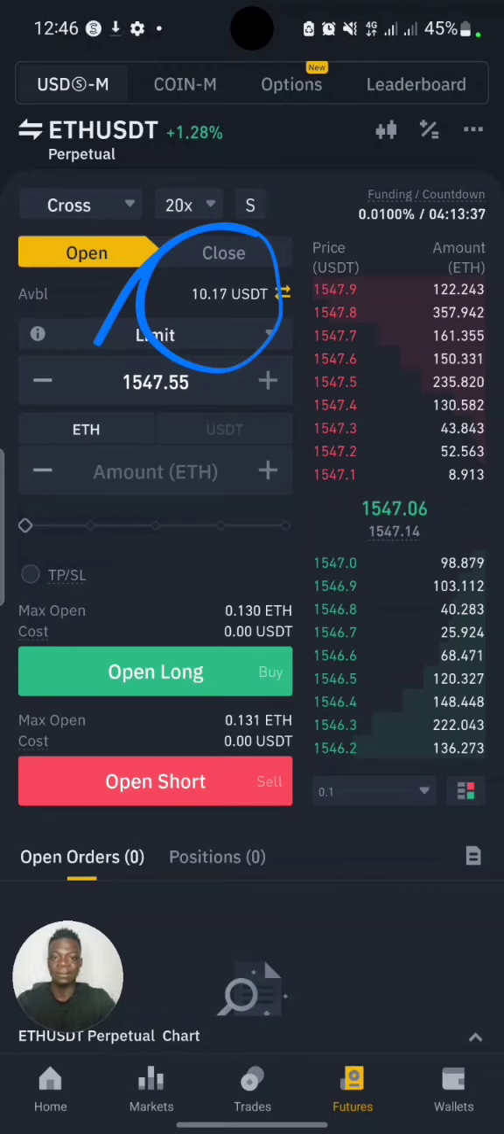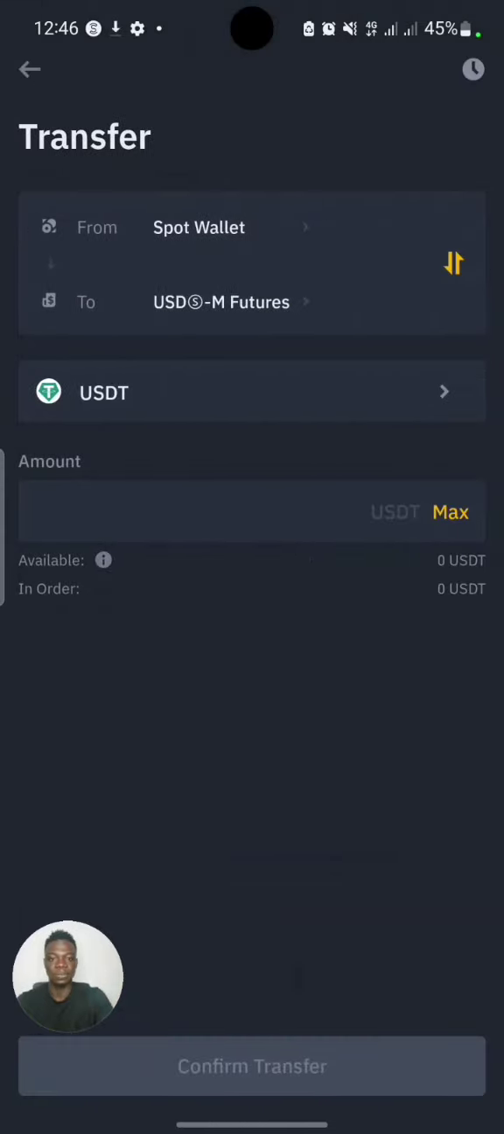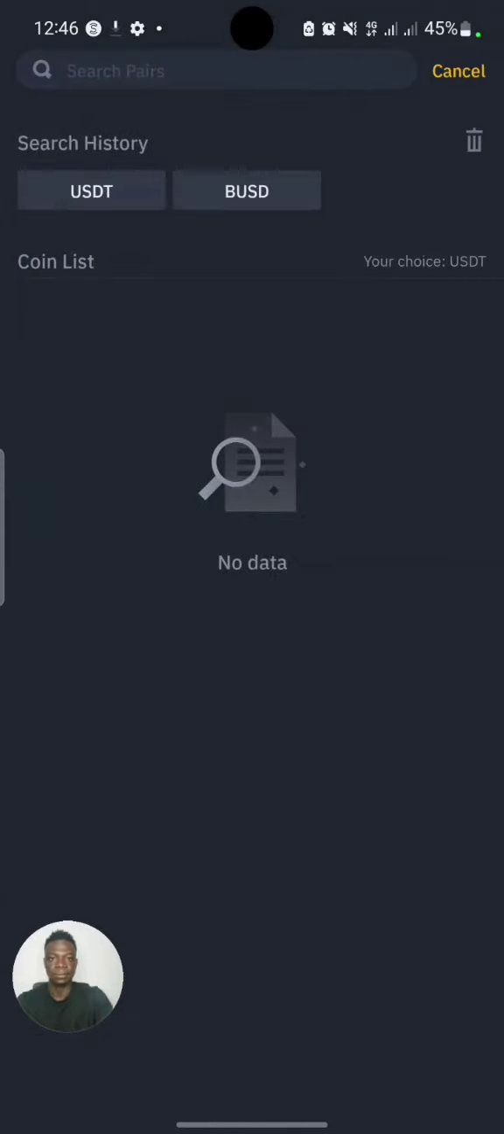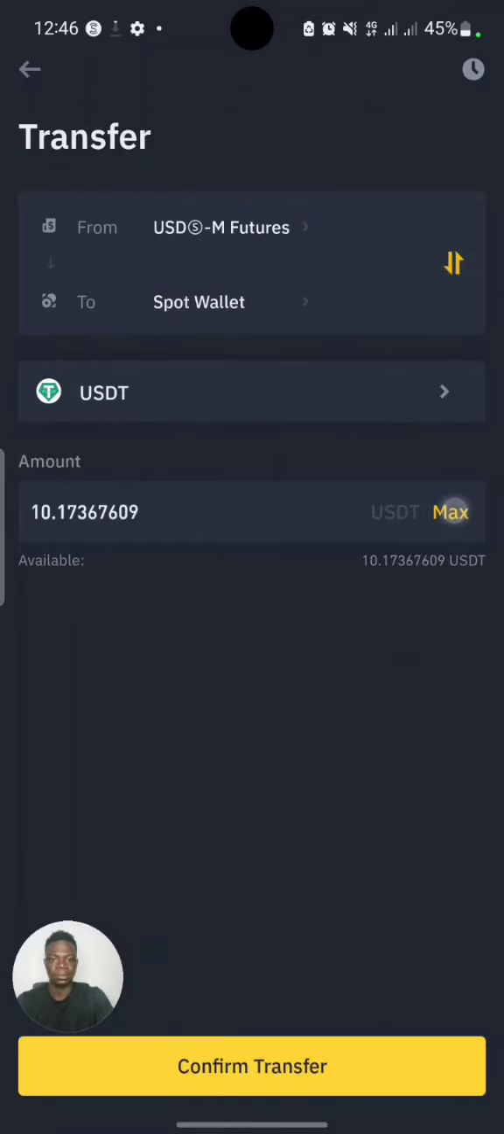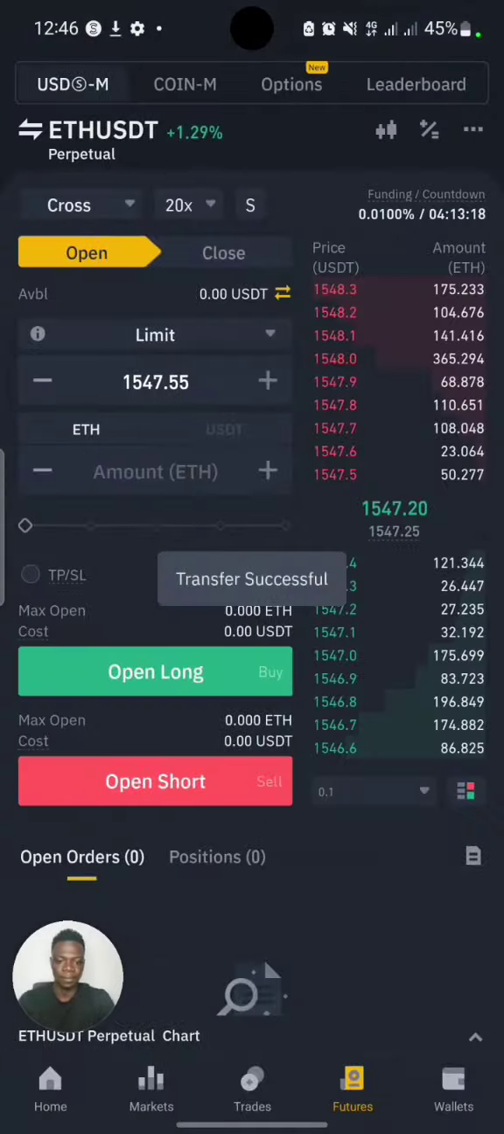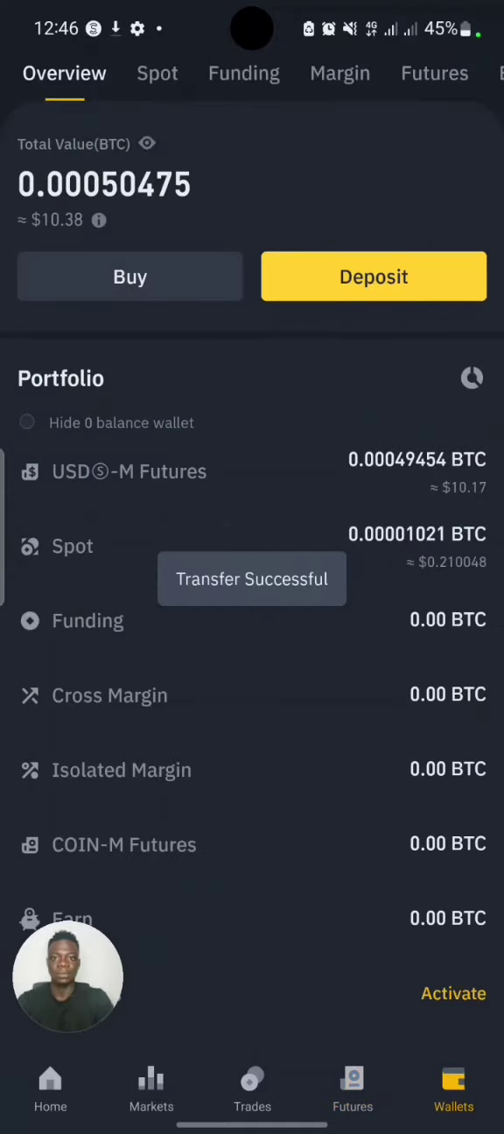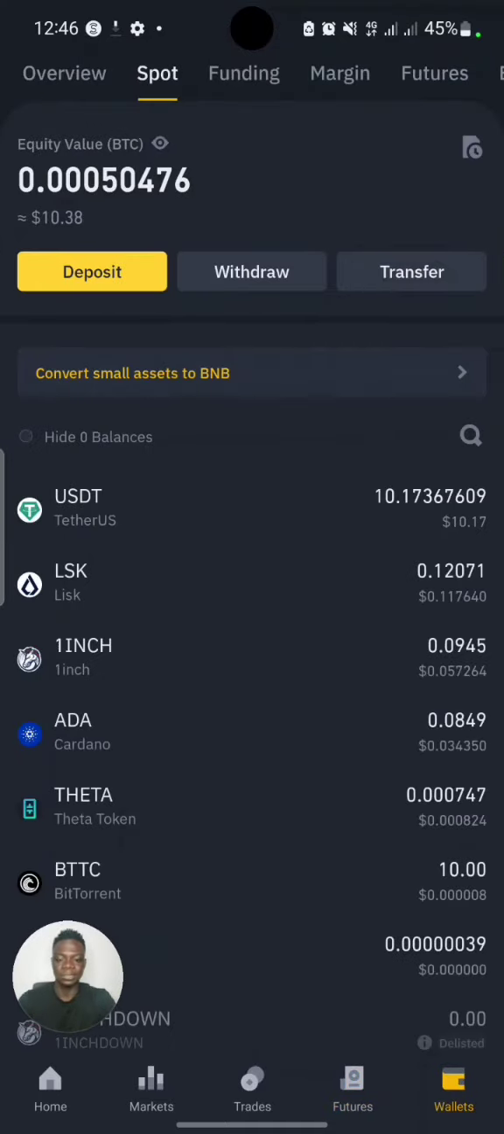But what if you don't have money on your futures wallet? How can you send the money to your futures account if you have money on spot? So let me just move the money from here. Let me transfer it back to spot. Right, so my money is in my spot wallet right now.